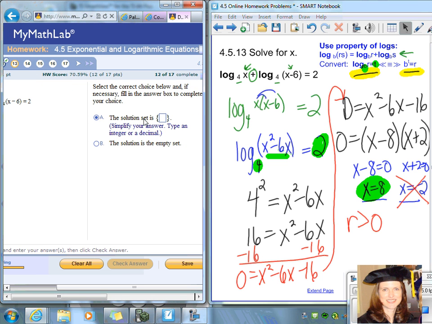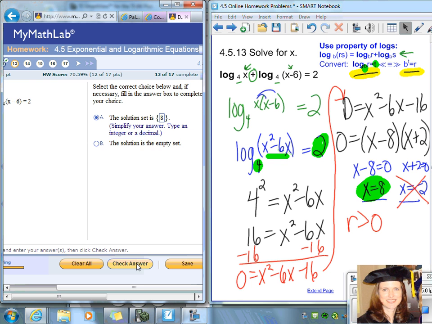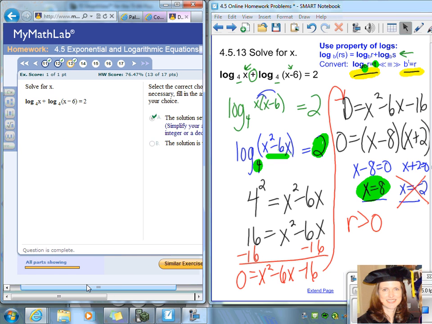We're going to check our answer using 8. So you see that that is the only answer. We used the properties of logs to condense it, and we used this conversion equation. We had to solve the quadratic equation, and we got two answers. We can rule out x equals negative 2 because if you plug that in, you end up with an extraneous solution.